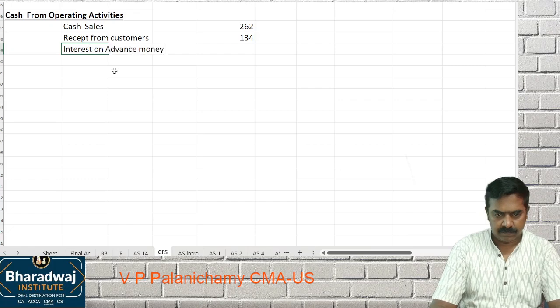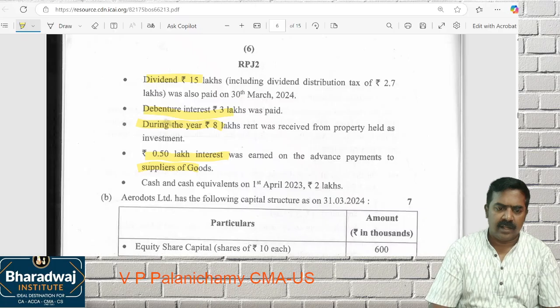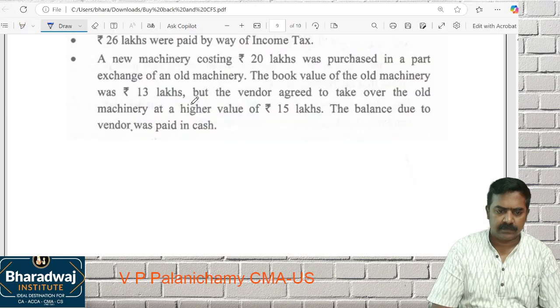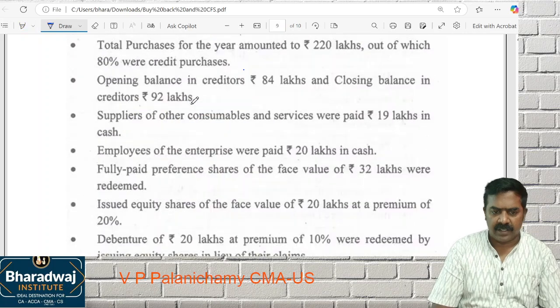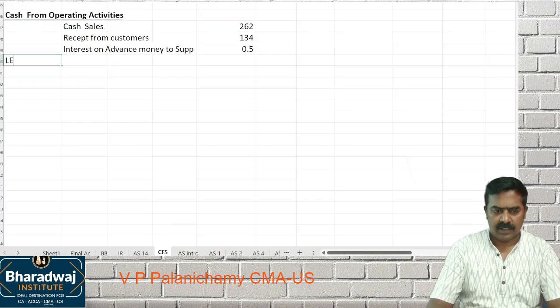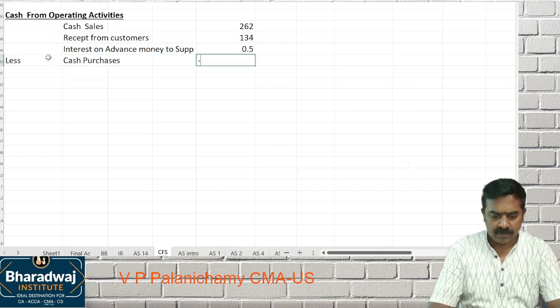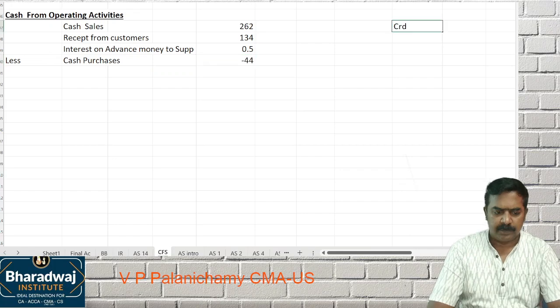Then less cash purchases. How much? 44,000. Then if you prepare the creditors account, what is the opening balance? Opening balance of creditors, how much is given? Opening balance 84, closing balance 92. Balance carried down, how much? 92 is given.